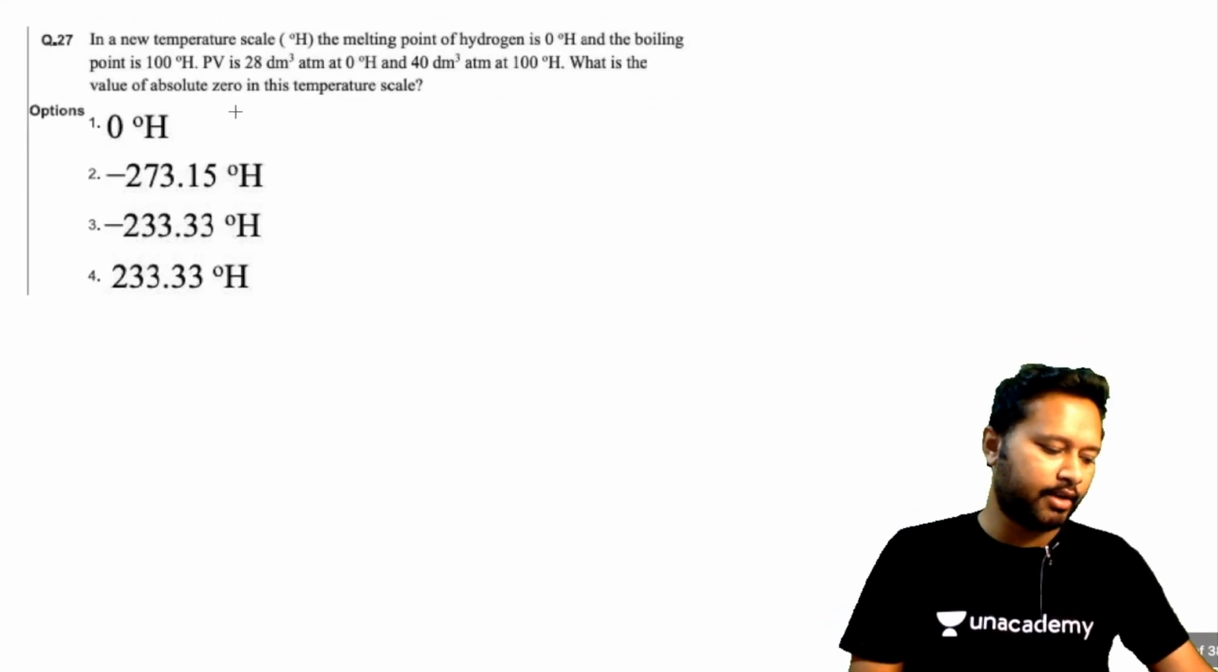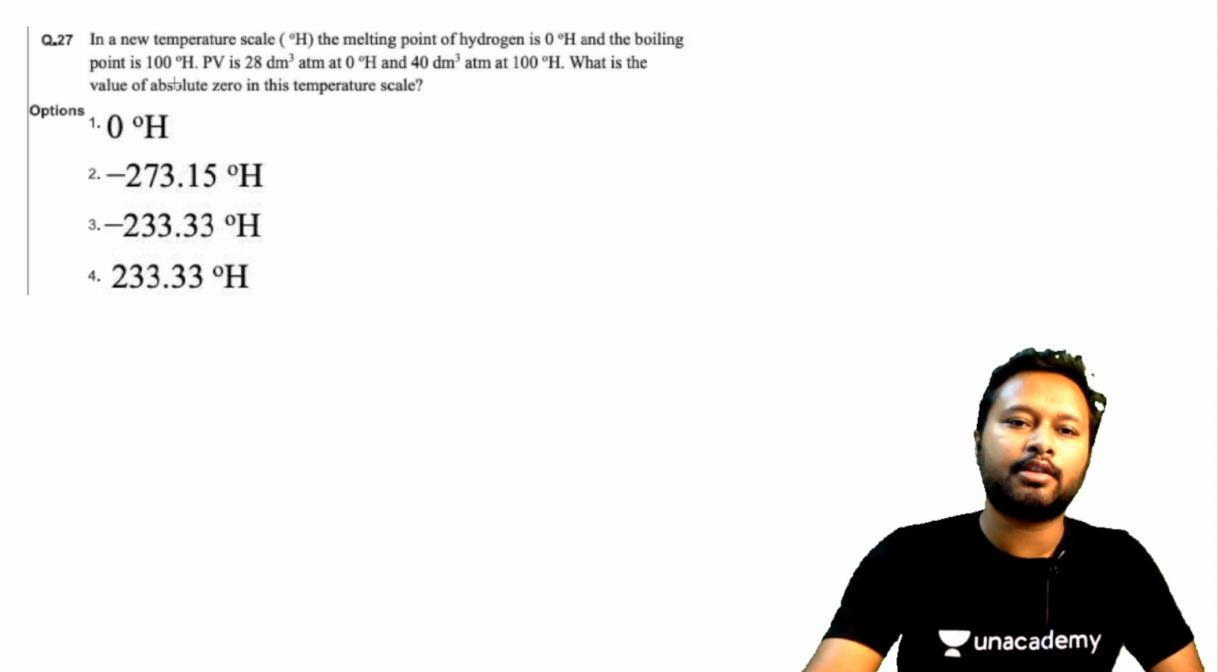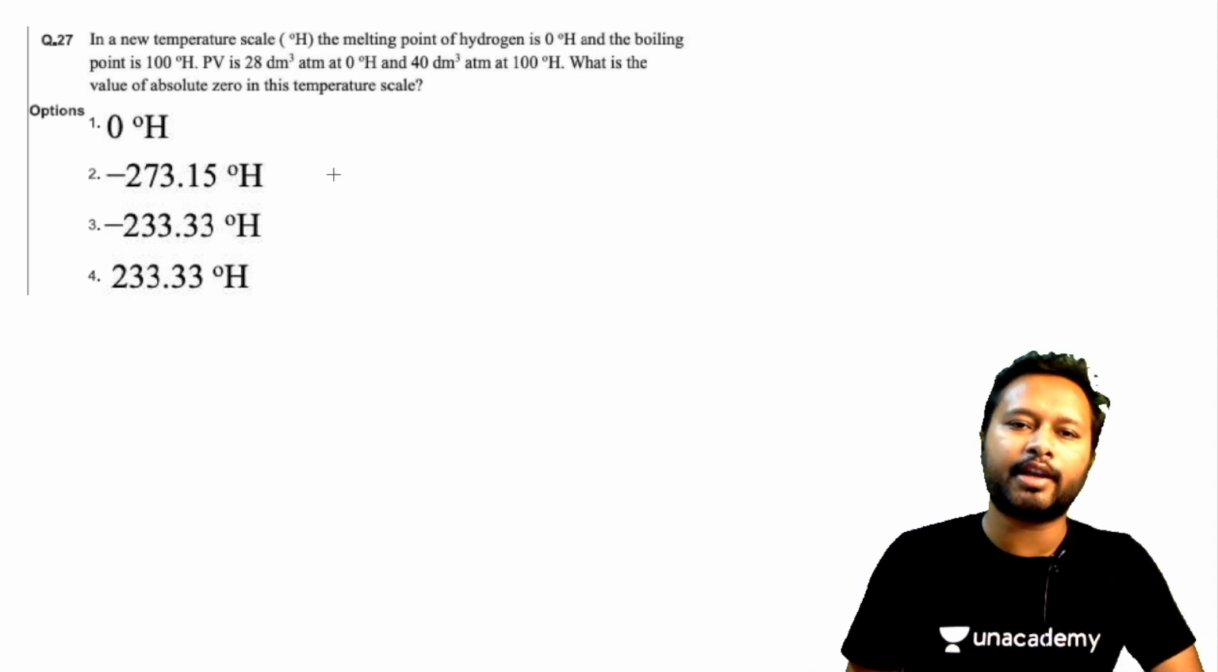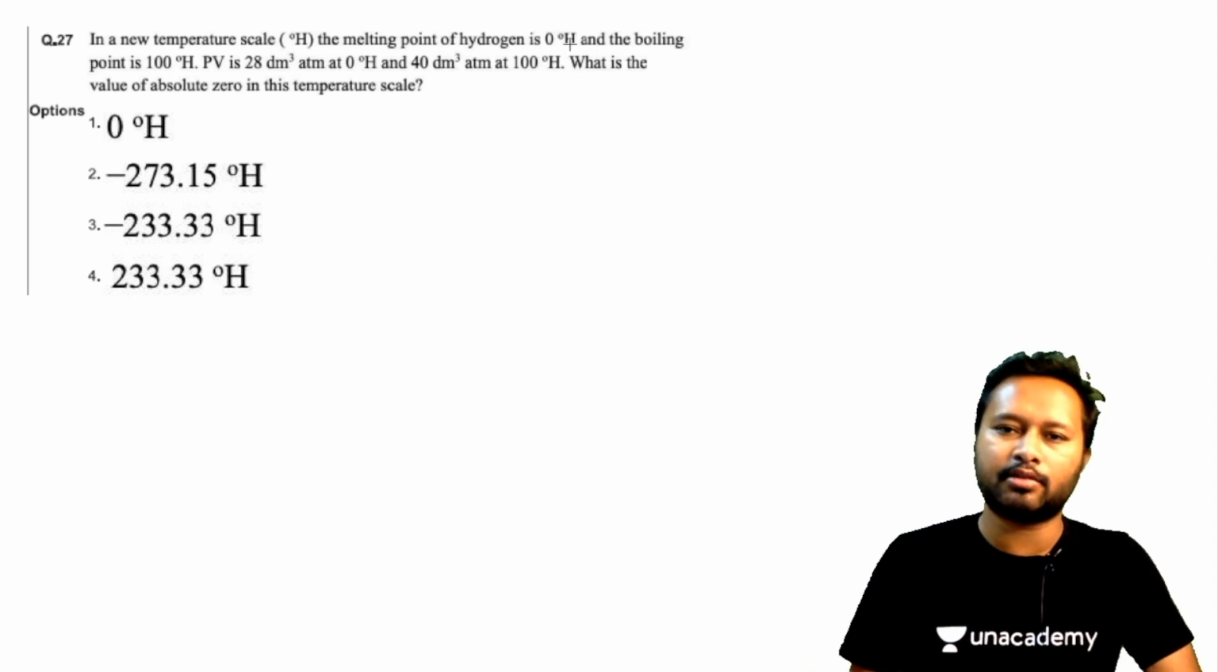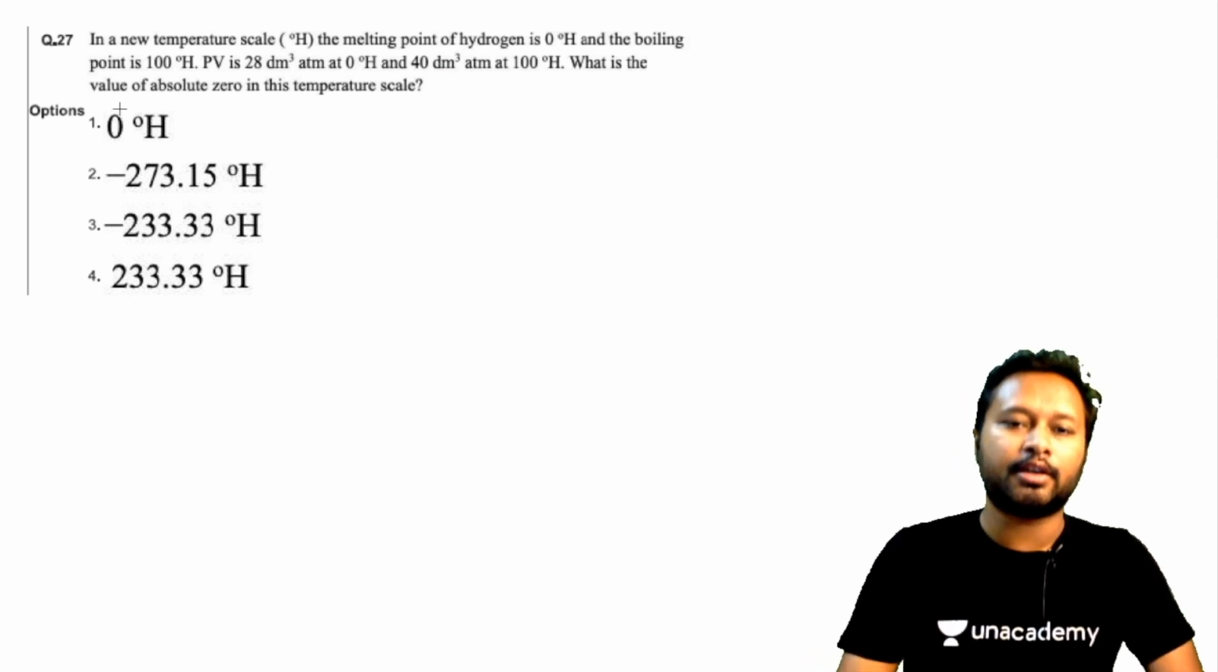This was again a very good question. It says that in a new temperature scale, degree H, the melting point of hydrogen is 0 degree H and the boiling point is 100 degree H. PV is 28 decimeter cube atm at 0 degree H and 40 decimeter cube atm at 100 degree H. What is the value of absolute zero in the given temperature scale?